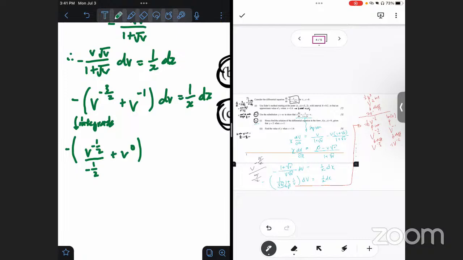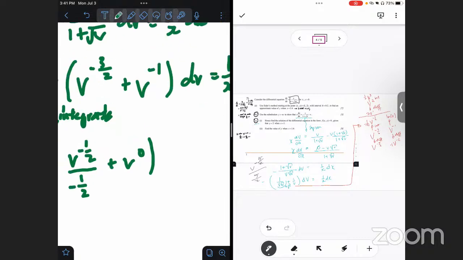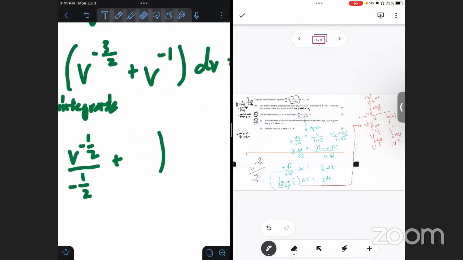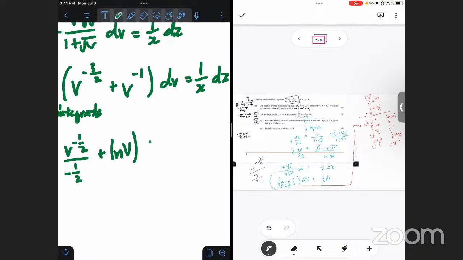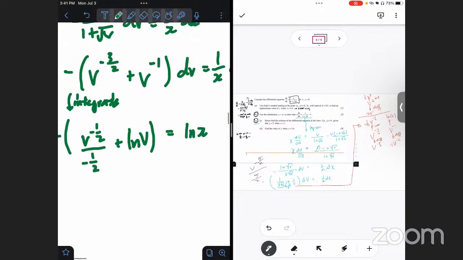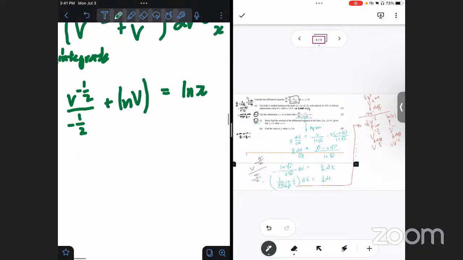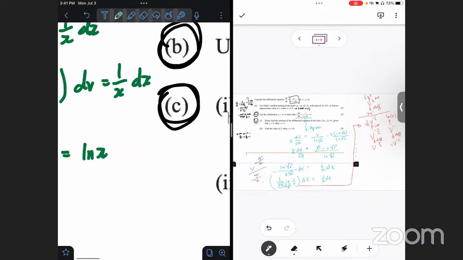What? This doesn't make sense. Don't try to make sense of it. You know that 1/v becomes ln v, 1/x becomes ln x. You know this. You memorized it a long time ago. It's not x power 0, it's going to be ln x plus c, sorry. Then you have your plus c, wherever you put it.